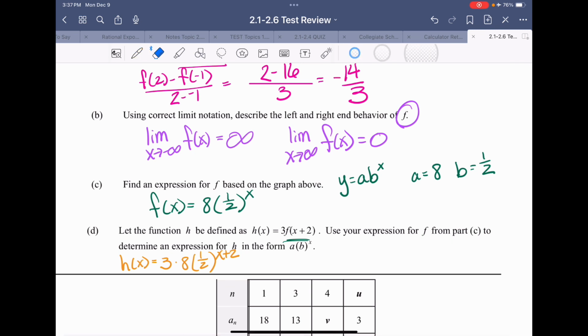Yeah, x plus 2 power. So that would mean I would go to the left, just like this means I go to the left.